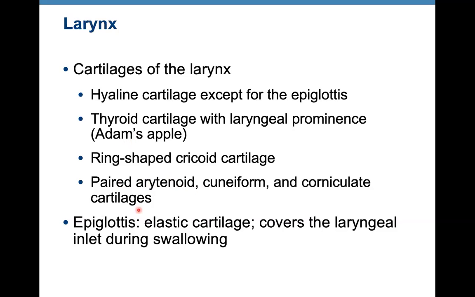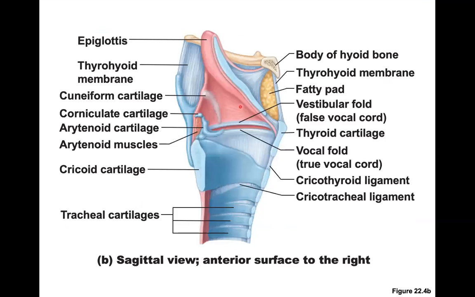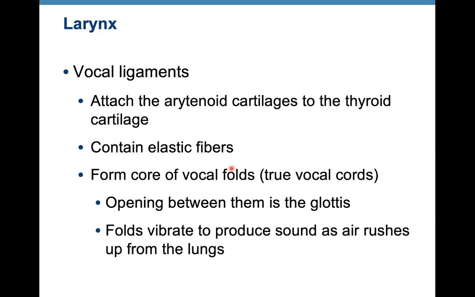The epiglottis is actually going to be made up of elastic cartilage, and this covers the laryngeal inlet during the process of swallowing. And here you can see the structure of the larynx and the epiglottis right there. Again, everything in blue is going to be hyaline cartilage. Now, the larynx has your vocal ligaments. They will attach the arytenoid cartilages to the thyroid cartilage.